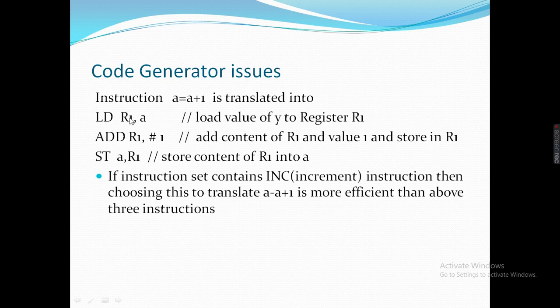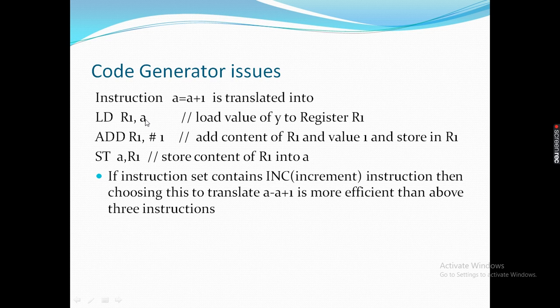So consider this instruction: A equals A plus 1. We will translate this particular instruction into assembly language instructions. We have to add the content of variable A with 1 and store the result in variable A. Now we are translating A equals A plus 1 into a sequence of assembly language instructions. First we have to load the value of A into register R1. So select LD instruction, LD R1 comma A.